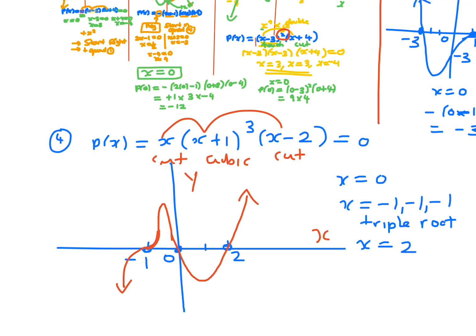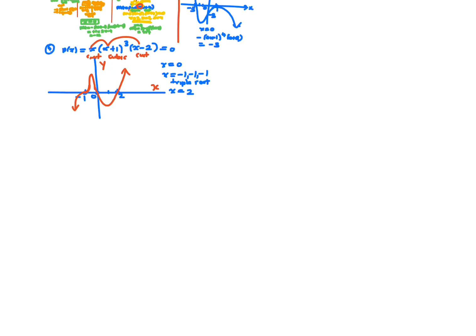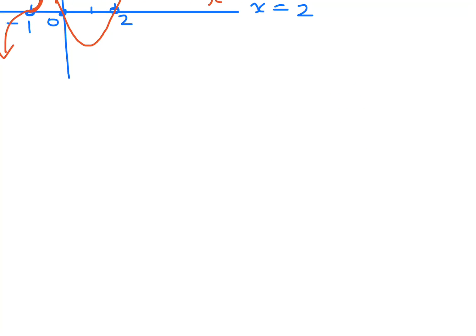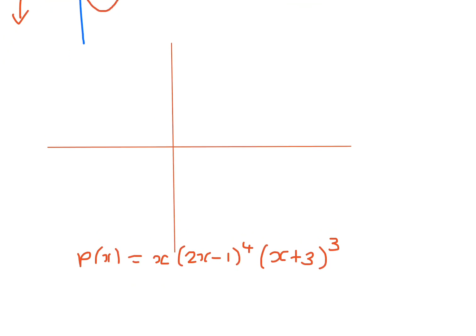So there's the x and there's the y, and we already have our y-intercept. So if we just look at one where we just combine these things together, so if I look at p of x equals x, 2x minus 1 to the 4, x plus 3 to the power of 3. Okay, so we have our roots here. We go 0, that one will cut, that one's like a parabola, and that one's like a cubic.